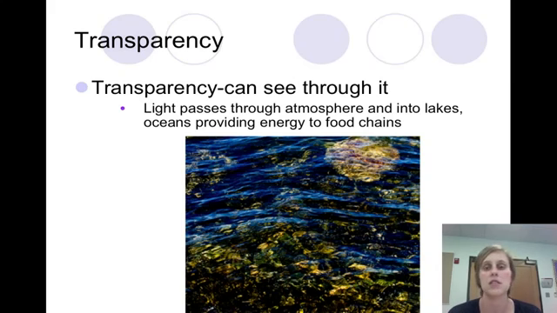Transparency of water is that water is see-through. It's clear. And because it's clear, light can pass through the surface of water and through the atmosphere and into the lakes and oceans, providing energy for food chains, right? If water wasn't see-through, if it was opaque, then sunlight wouldn't be able to get to those producers and autotrophs to start off the food chains, and we wouldn't have any life in water on our planet.